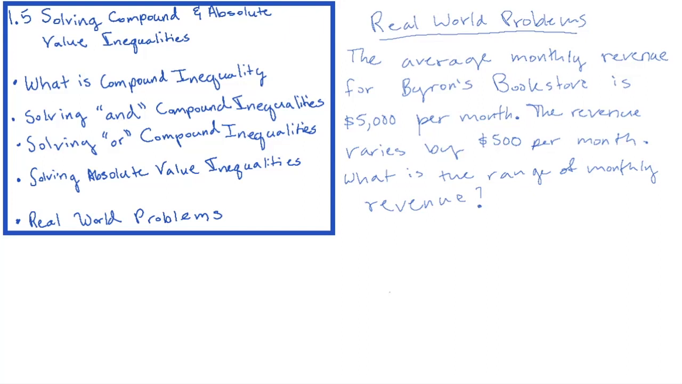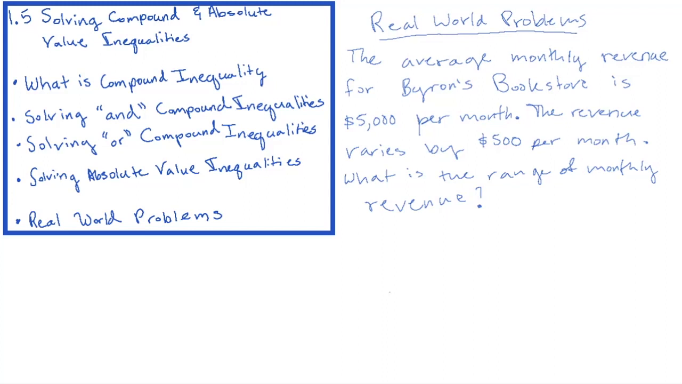Now, just by looking at this problem, you can tell that if my average is 5,000 and I might make 500 more or I might make 500 less, you can kind of already estimate. You're like, okay, well, I can imagine that the range is going to be between $4,500 and $5,500. But let's use math to express this issue that's going on.